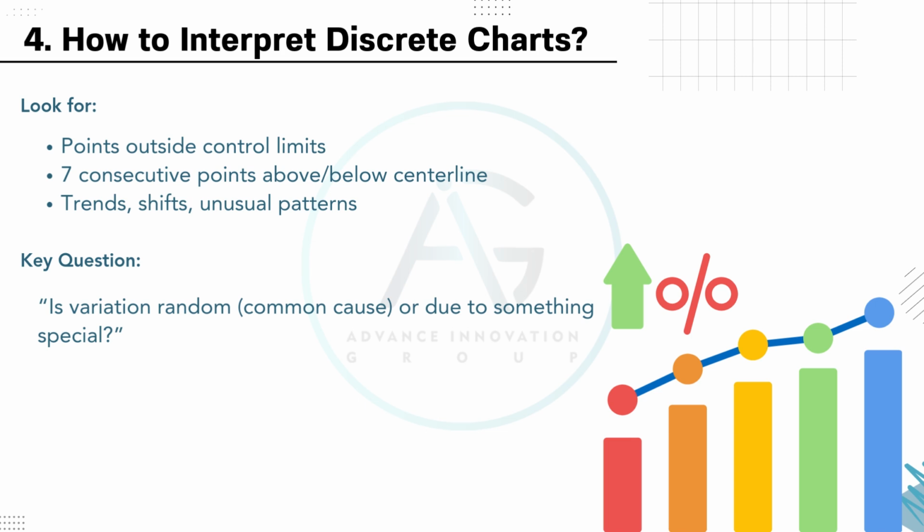These patterns help us answer the most important question in statistical process control. Is the variation we're seeing just random, common cause, or is it due to something special, special cause? If it's common cause variation, we focus on improving the system or process design. If it's special cause variation, we investigate the specific event or condition that caused it. This interpretation step is critical. It turns raw data into actionable insights for quality improvement.